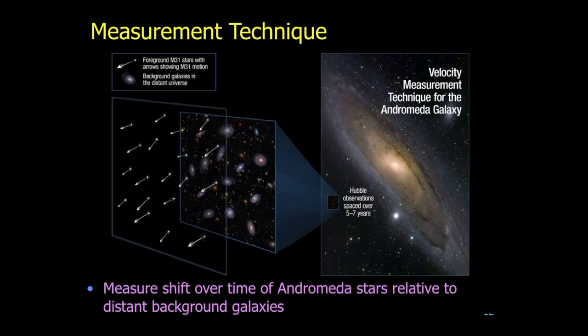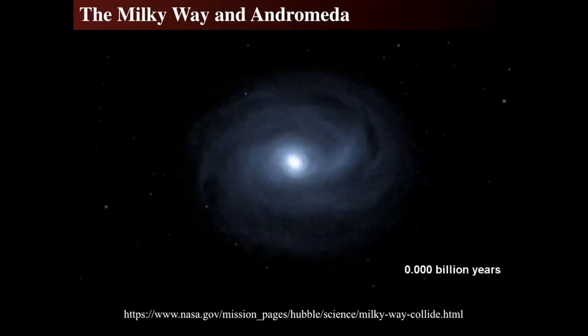You should see some motion of the Andromeda stars relative to the 200 distant background galaxies, because those are going to be fixed. They're not moving anywhere. Or they are moving, but they're so far away that their motions are incredibly tiny compared to the stars in front of them. And the stars in front of them should have some uniform motion. And we're just trying to measure that uniform motion.